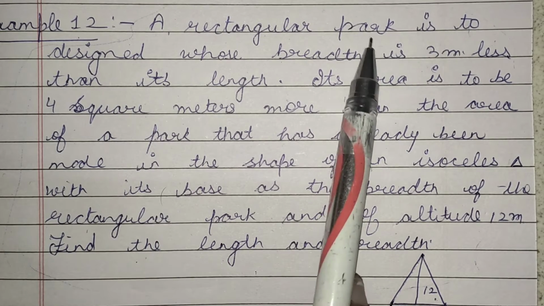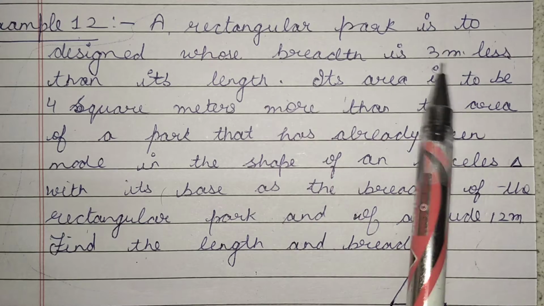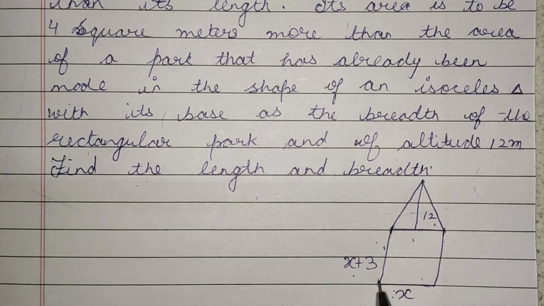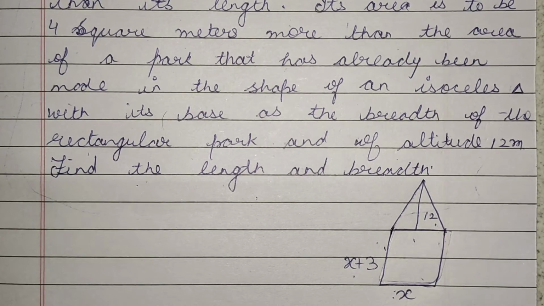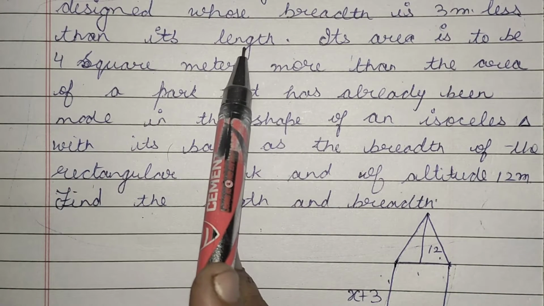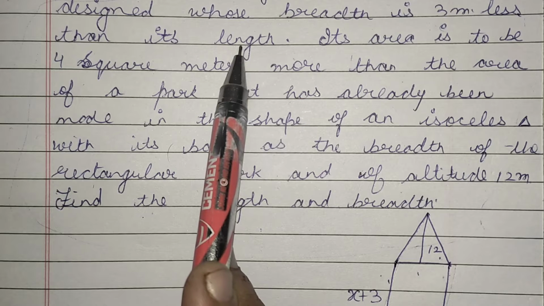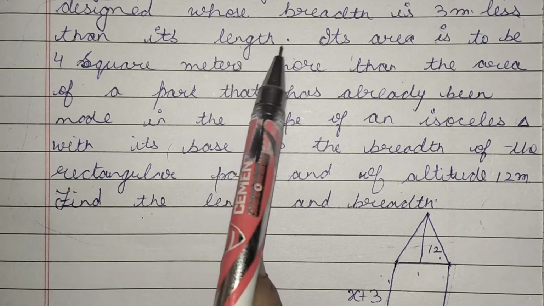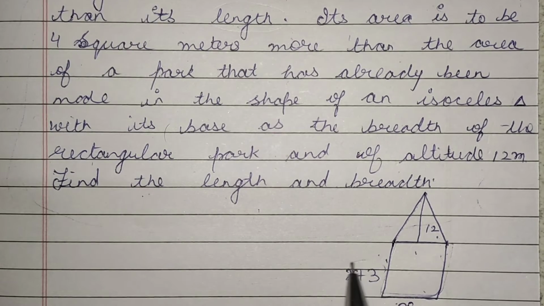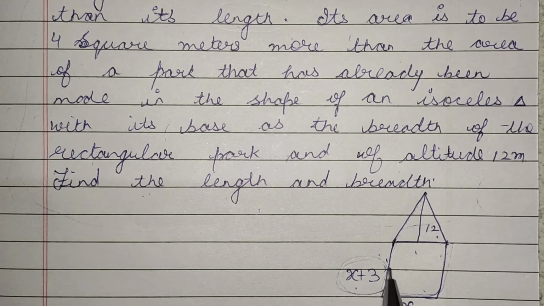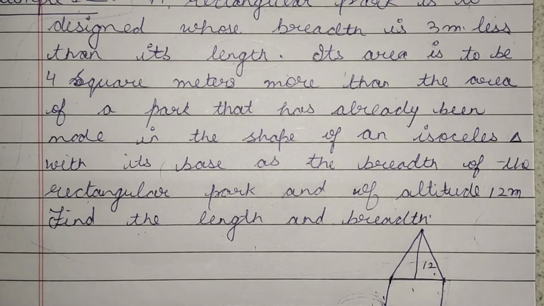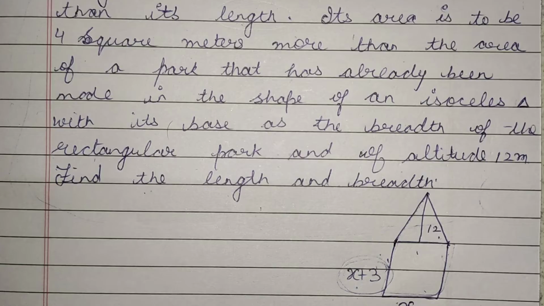A rectangular park is to be designed whose breadth is 3 meter less than its length, right? So the statement says they have to design a rectangular park whose breadth is 3 meter less than its length. So in respect of length it is given. Let us imagine the length is equal to x plus 3 meter, and the breadth is 3 meter less, so the breadth will be x.